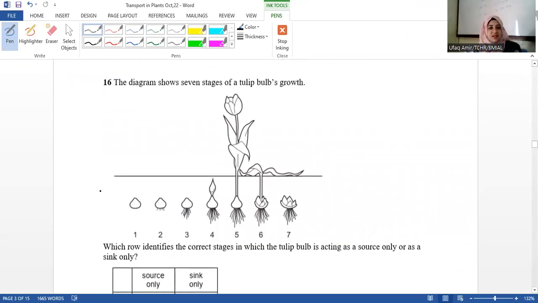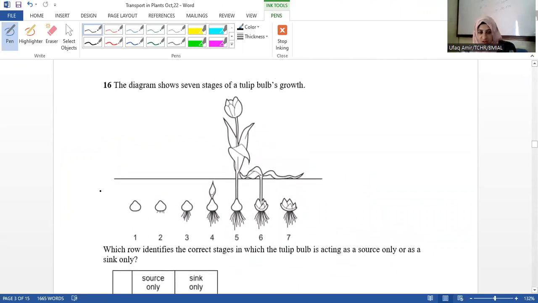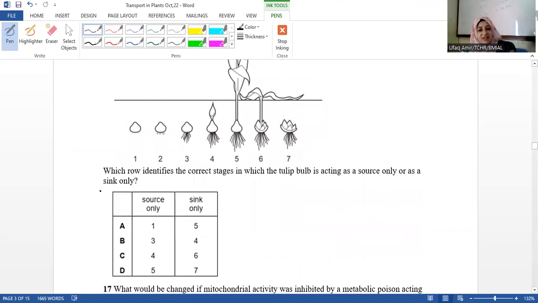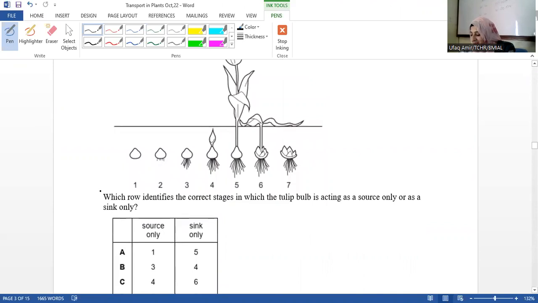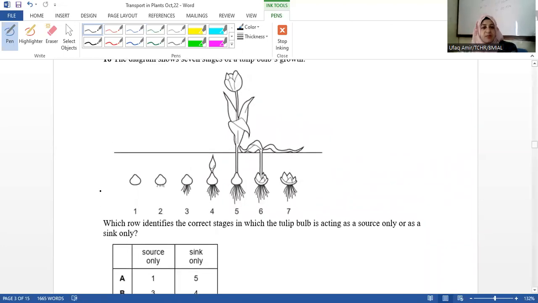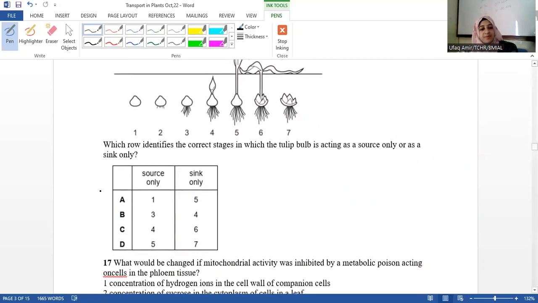Next, the diagram shows 7 stages of tulip bulb growth. Which row identifies the correct stages in which the tulip bulb is acting as a source only or as a sink only? Source is where the food is being transported from to other areas, and sink is where the food is transported to and received.